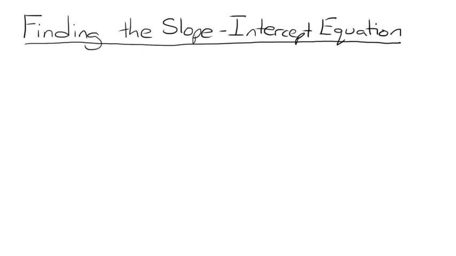So remember, the slope-intercept form of a linear equation is y equals mx plus b, where m stands for our slope and b stands for the y-intercept.